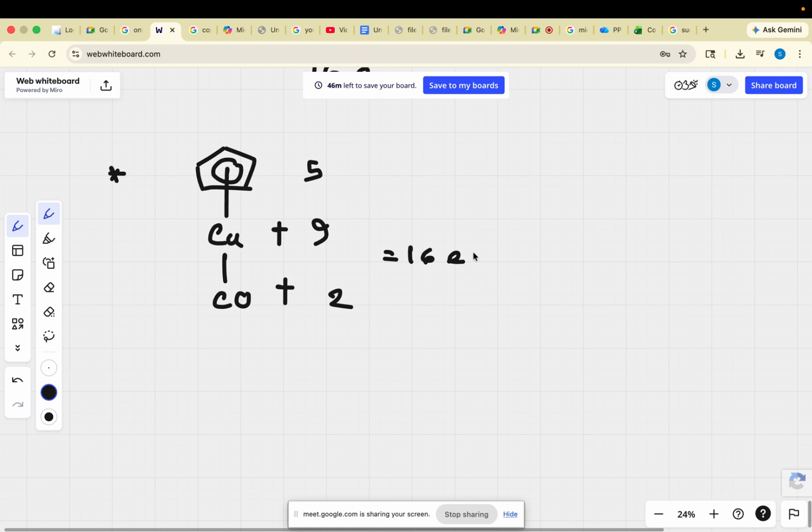Sorry, copper will be 11. Copper is 3d10 plus 4s1, so copper will donate 11 electrons, and the total will be 18.